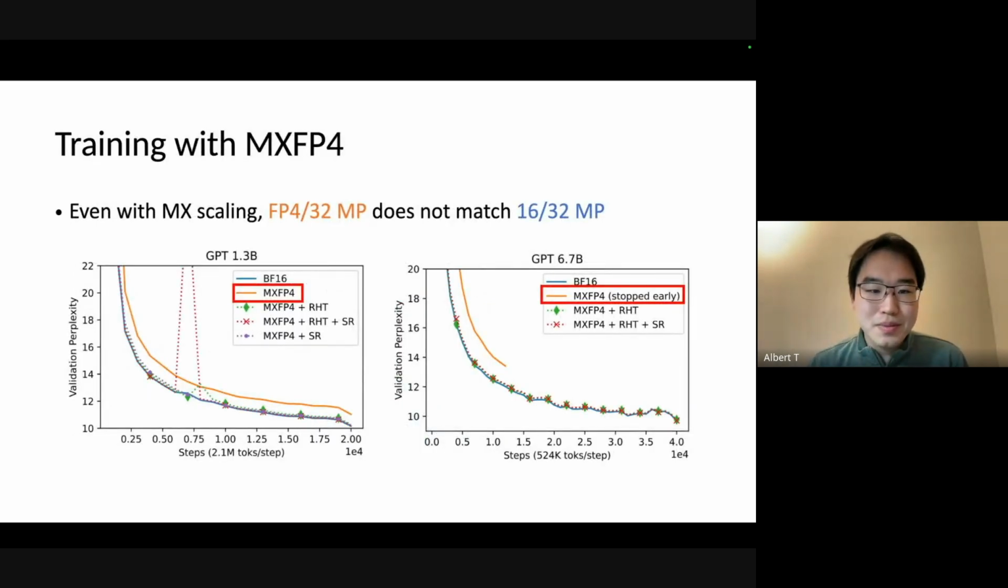So, MX is nice, but if you try to do it directly, it doesn't match BF16. This is just using MXFP4 in the backwards pass, not even the forwards pass. And you can see there's about a 1 to 2 perplexity gap on the GPT 1 billion, 6 billion, 7 billion scale. And that's basically not worth it, right? Because if we did FP4 or FP8, it'd be half the speed or a little more than half the speed, but it would match BF16 and you'd be better off just using that. So the question is, is there a way we can close the gap between this orange curve and this blue curve? And the answer is yes, because I was too lazy to get rid of the other lines on the chart.